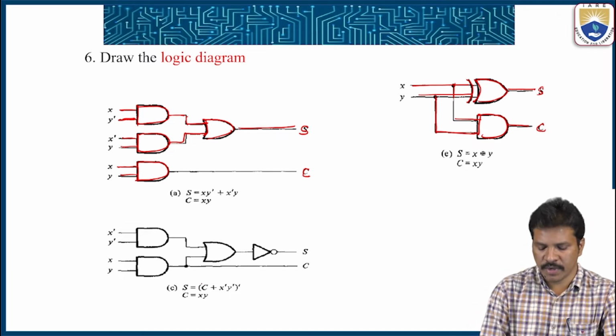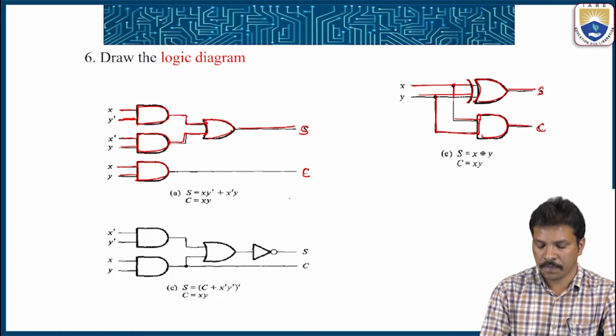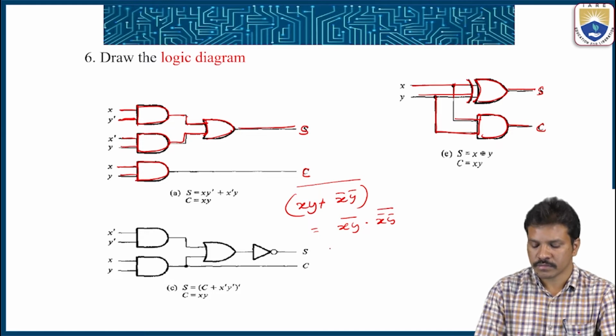Otherwise, we can also represent the sum with C plus x bar y bar. Here the sum can be represented, where C means xy. So it is xy plus x bar y bar, whole bar. When we expand using De Morgan's law, we get xy bar dot x bar y bar, whole bar. So when we expand, we get xy plus x bar y bar.